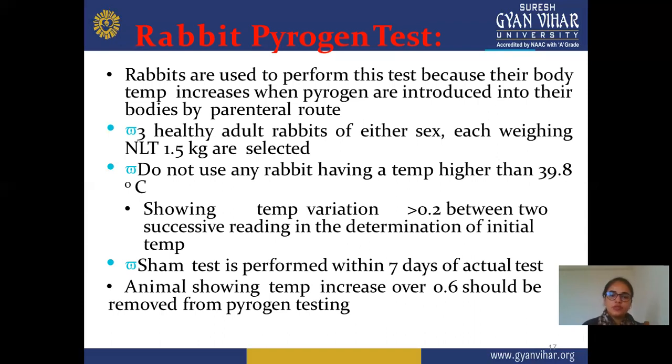And the test is performed within 7 days of actual days. Means at least 7 days of actual days are required for performing this. And an animal showing a temperature increase over 0.6 should be removed from pyrogen testing. Means if any temperature is increased by 0.6, then you remove it from pyrogen testing and don't use that particular animal.